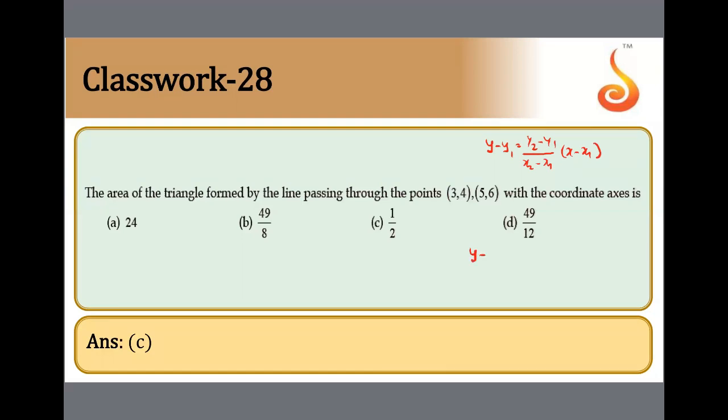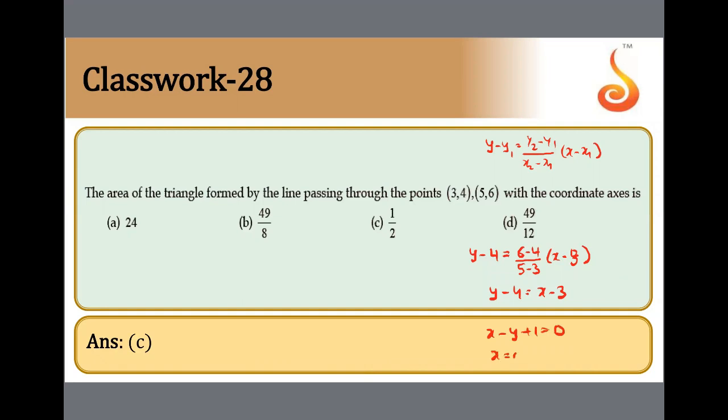So y minus 4 is equal to... no, determinant method, only 2 points are there. That's why we don't use it. (6 minus 4) by (5 minus 3) into (x minus 3). Sorry, x minus 3. So we get 2 and 2 will cancel. y minus 4 is equal to x minus 3. We get x minus y plus 1 is equal to 0.